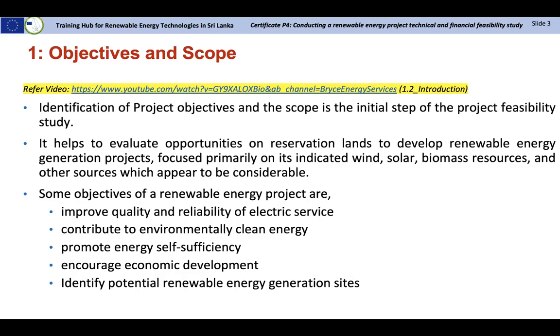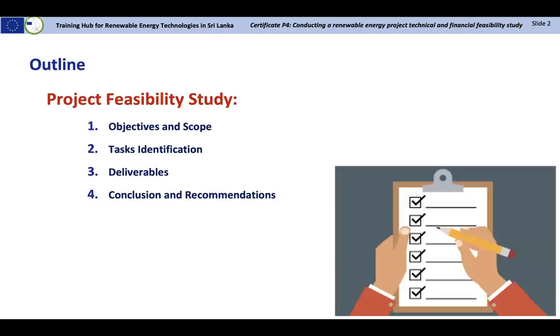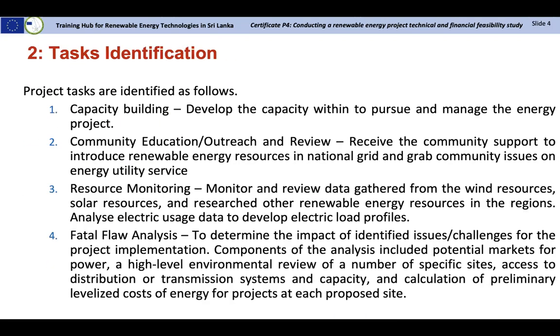Let's move on to the next one, that is task identification. The tasks associated with the project should be identified at the feasibility stage. So what are the tasks? Like capacity building, then community education or outreach and review. That is a very important thing.